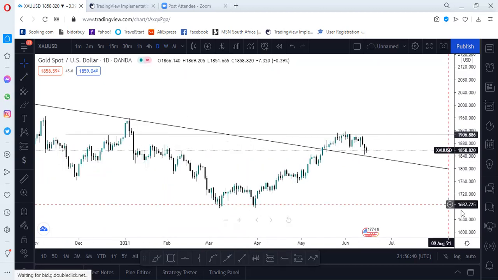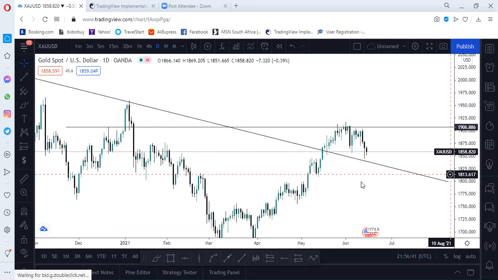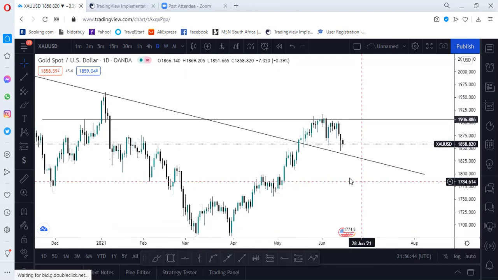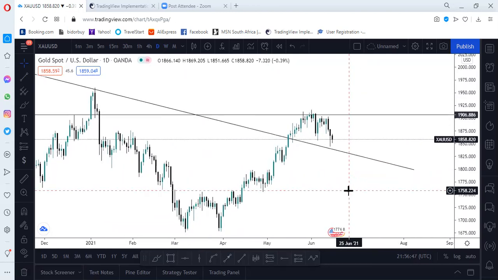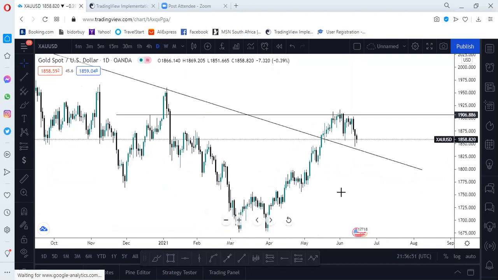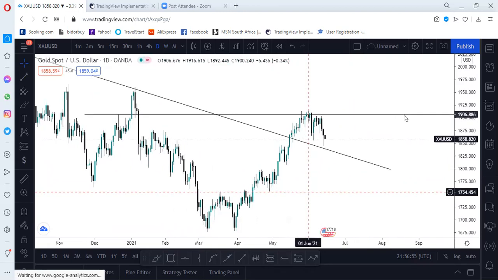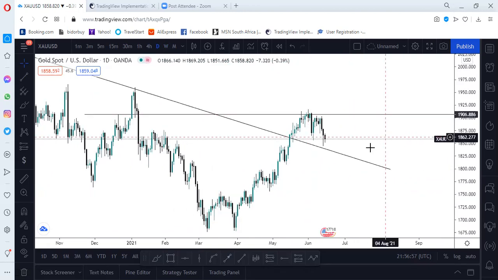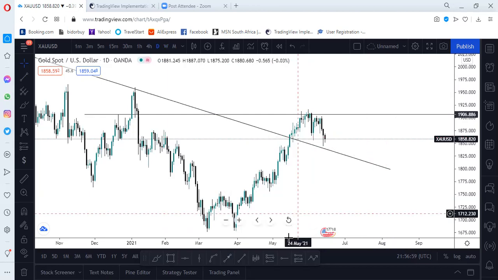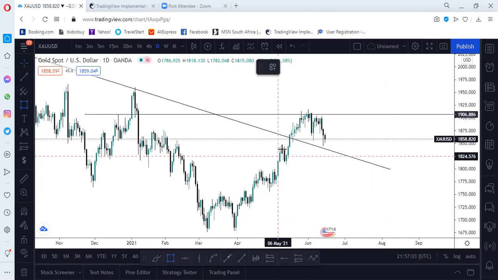So right here, we were looking at the weekly chart. On the daily chart time frame, we can see that it was a sell-off day. So what can we take from that? We can see that there is an area of demand right here.